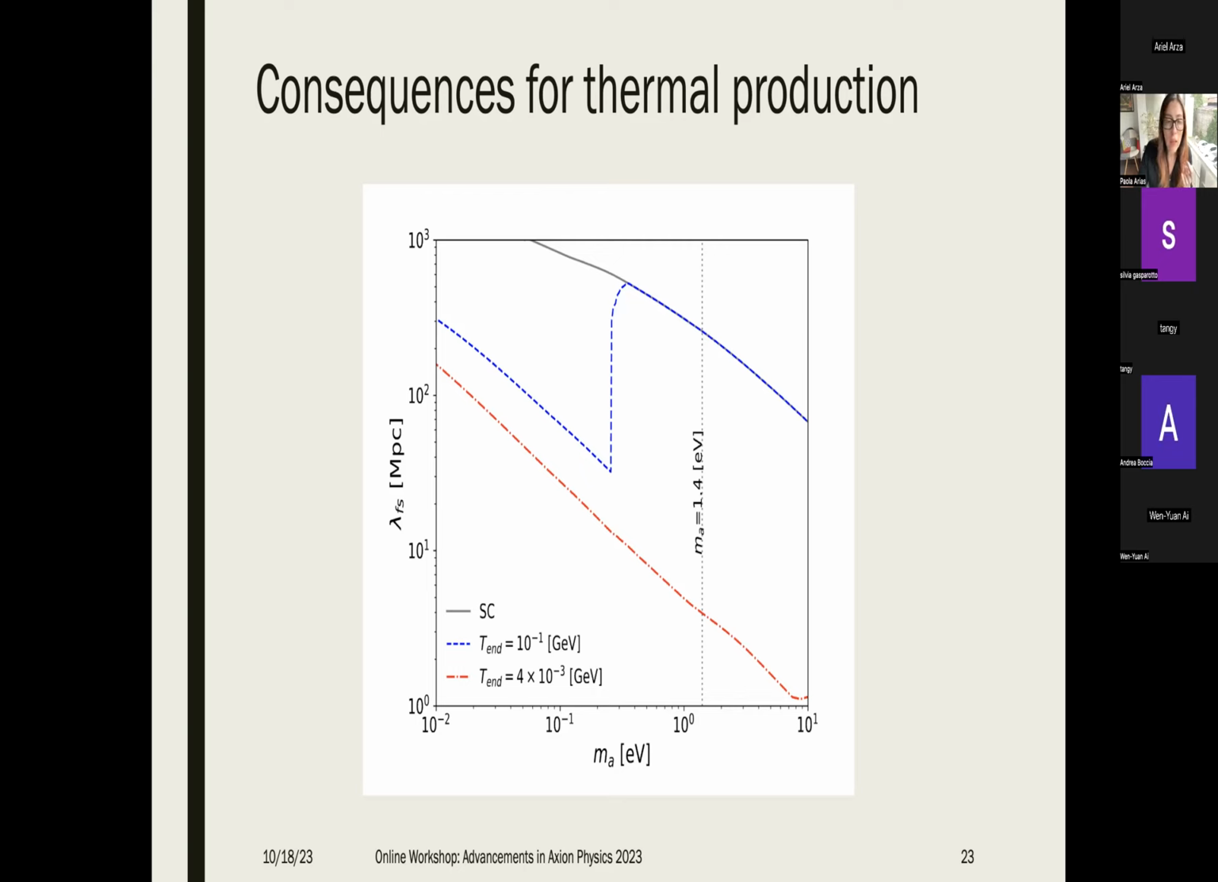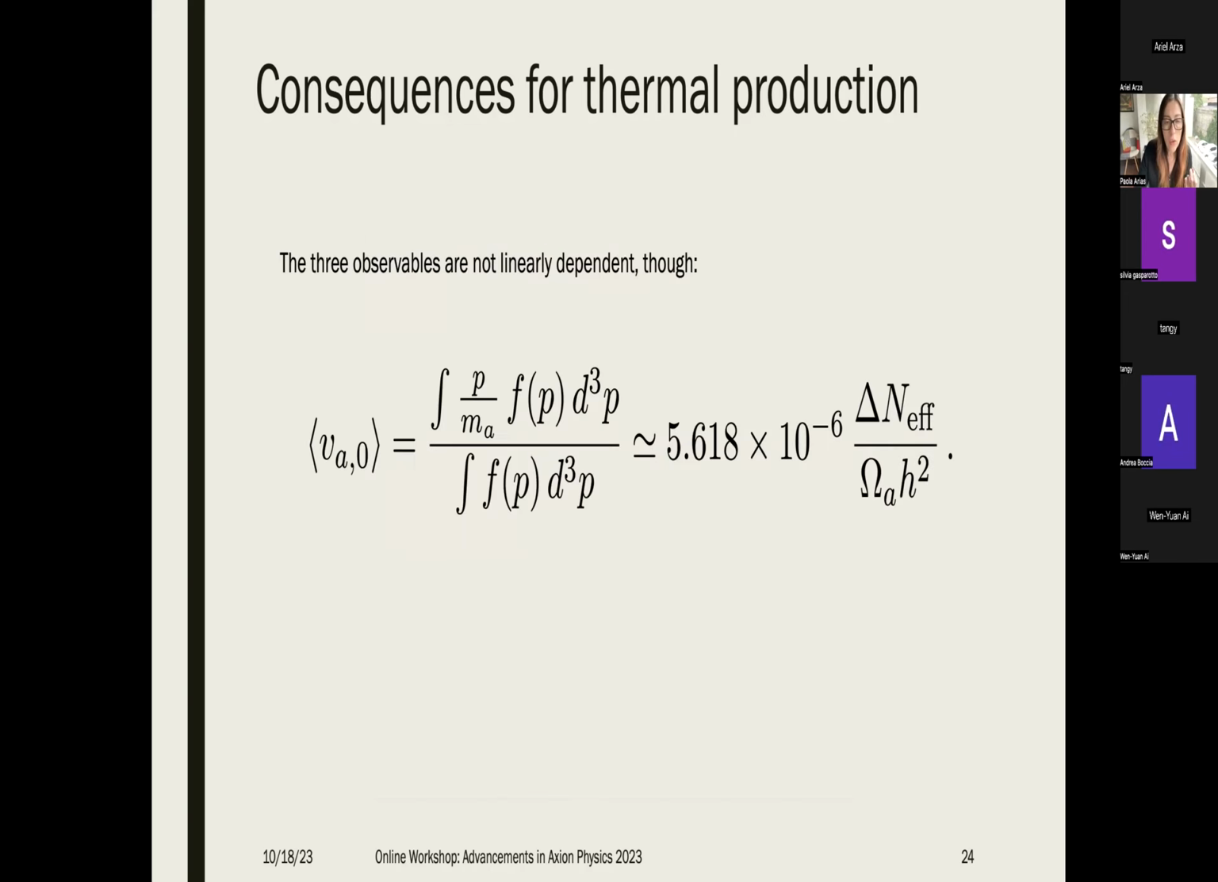But I wanted to stress that even though these parameters look like they are differently affected, they are related. They are not all independent. They are related by this relationship here, and therefore one shouldn't expect that in this case the velocity of the axion could impact so much if, for instance, the relic abundance is really suppressed.